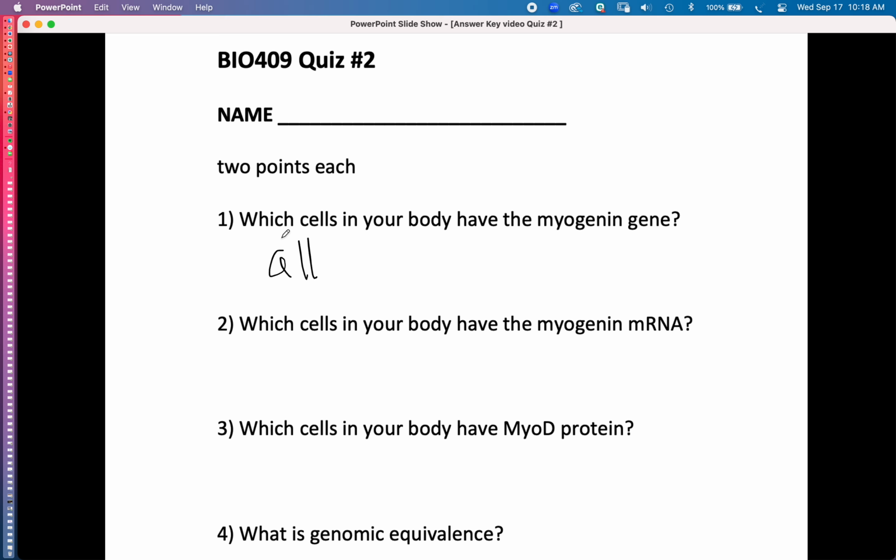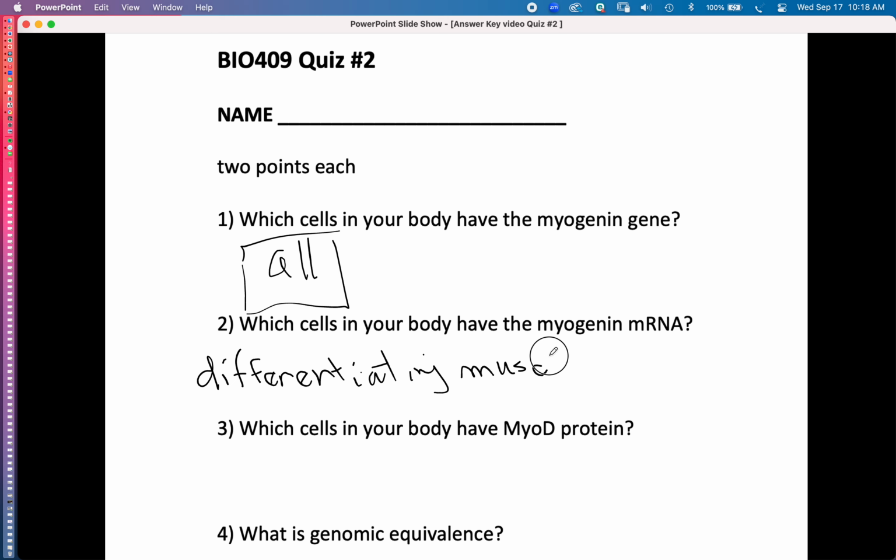And that's because to learn the material, we talk about it, and we use examples and different settings and stuff like that. So it's just good to be aware of that, and it's good to ask questions in class, like about what's the answer to this question, or what's that, right? Which cells in your body have the myogenin mRNA? So the best answer we could give would be differentiating muscle cells.